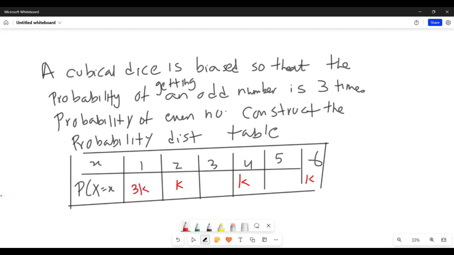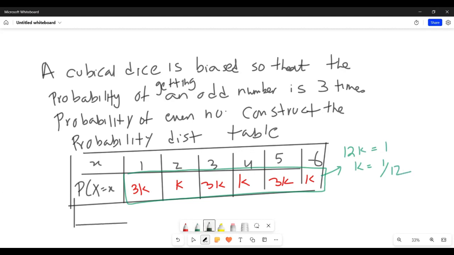So 3k, 3k, 3k. We know that the sum is 1. So from there you can find k, and from k you can find the actual probabilities. So 3, 4, 5, 6, 7, 8, 9, 10, 11, 12. 12k equals 1. So k equals 1 upon 12. So I'm going to write the actual probabilities here.